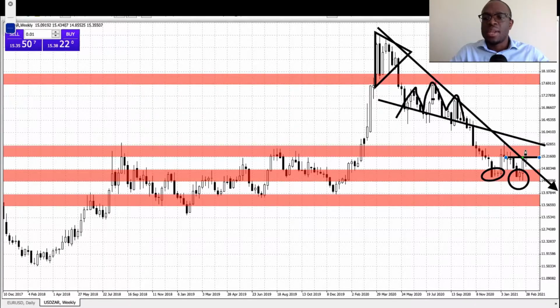So what we'll be looking at now is that if the price breaks this zone, pulls back, and if it forms a higher low above 14.80348, then we'll hold a bullish position, expecting the price to move to the upside. Okay, so these are the scenarios that I'm expecting on the weekly chart. Now let's move on to the daily chart.